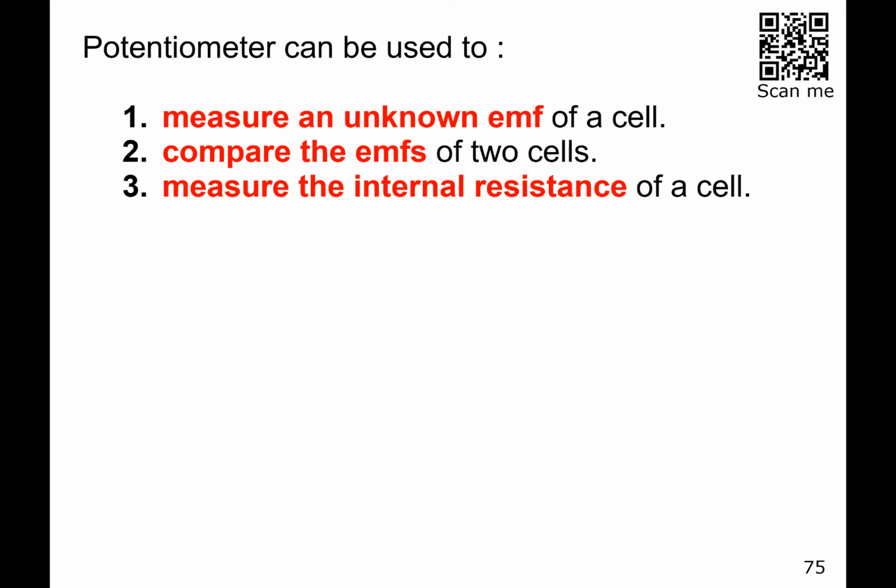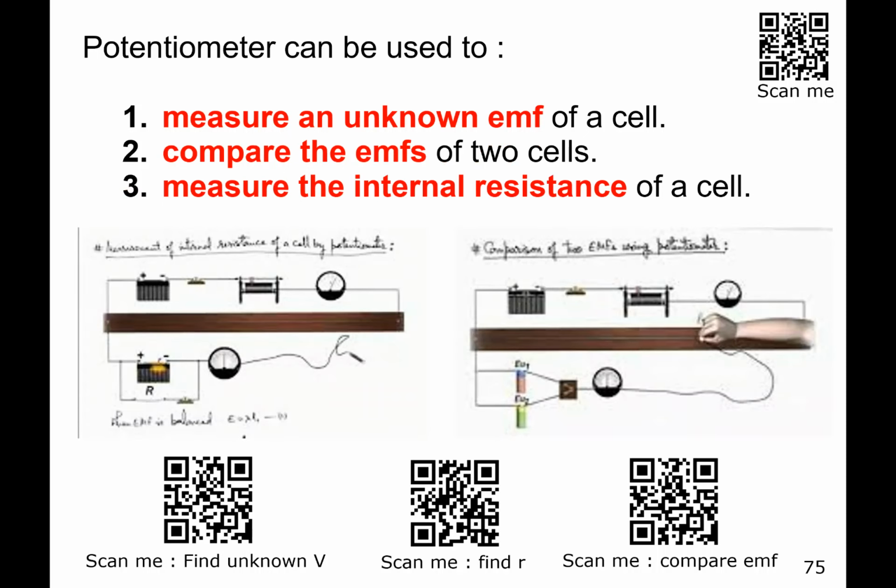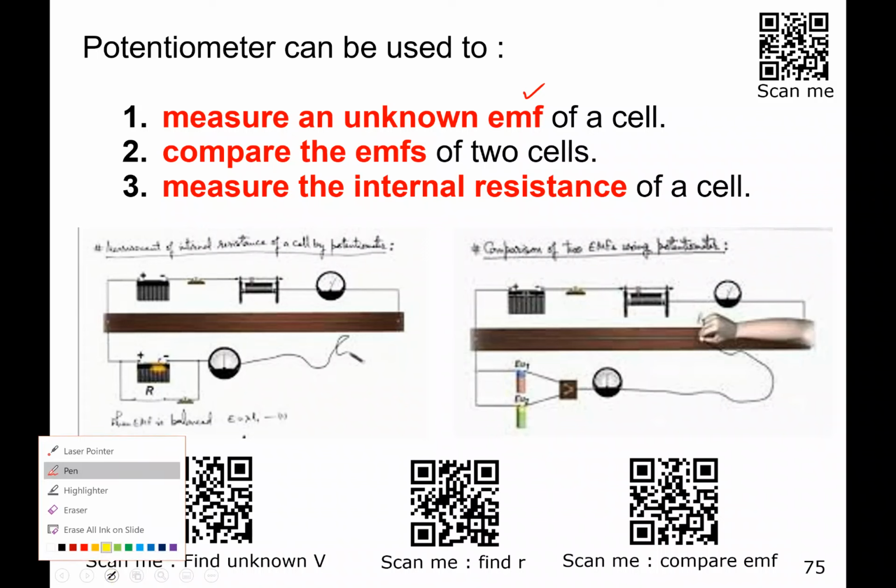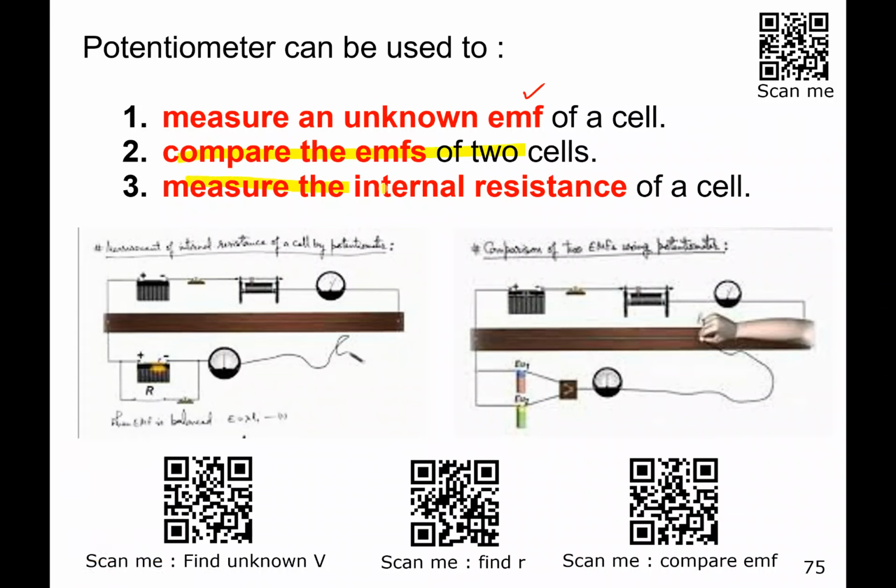There are three functions of the potentiometer. The first one is to measure an unknown EMF. The second is to compare the EMF of two cells. The third is to measure the internal resistance of the cell. This one we will do in the lab: how from the potentiometer we can find the value of the internal resistance of a cell.